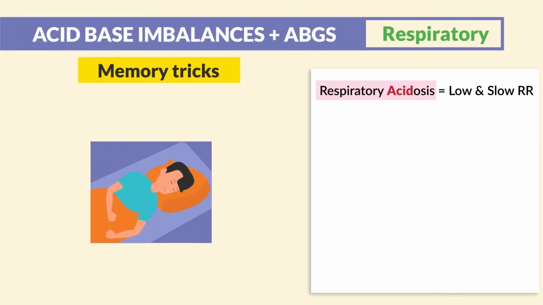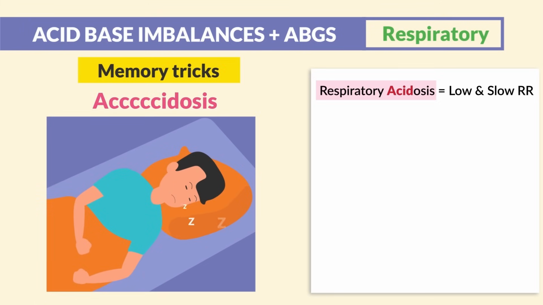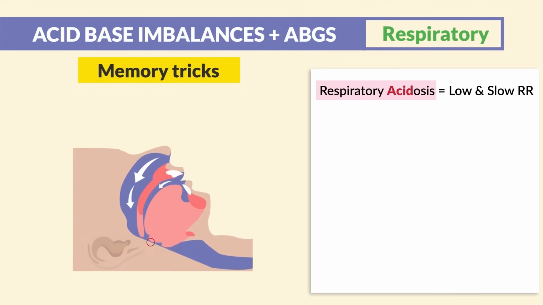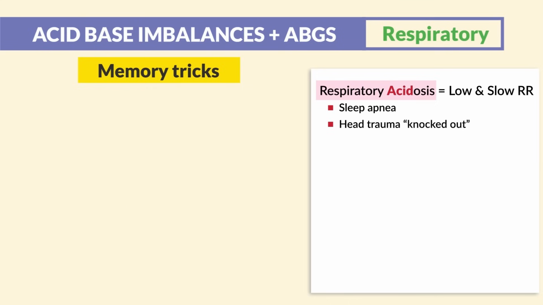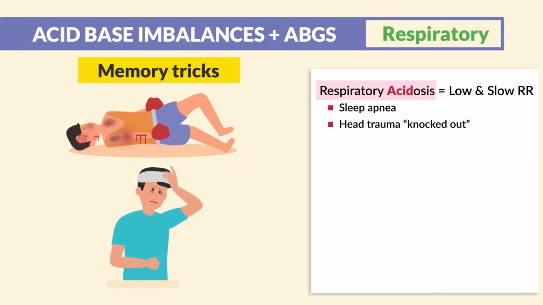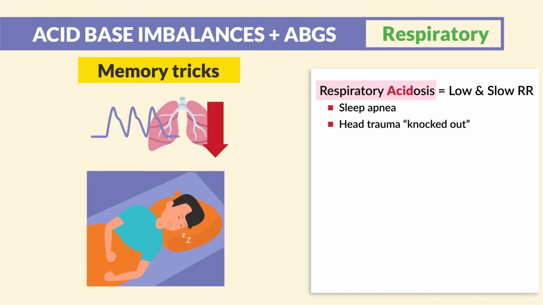So the memory trick, just think of someone sleeping here or snoring like zzz. They kind of sound like respiratory acidosis, sounding like someone snoring, right? So breathe slow in acidosis. So common causes are from sleep apnea, that airway obstruction at night, which can lead to acidosis. And head trauma from being knocked out, like in a boxing match. You went to sleep, you went night-night, and now you have low and slow respiratory rate, and you're in acidosis.